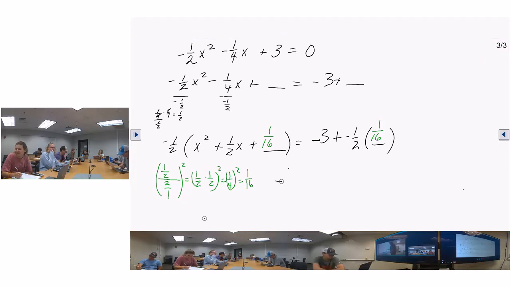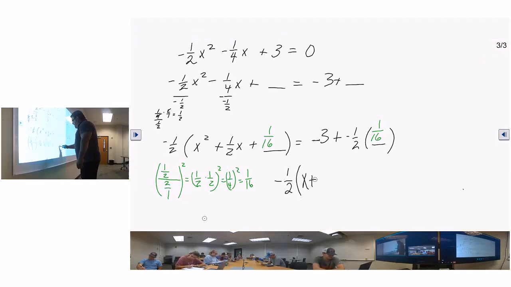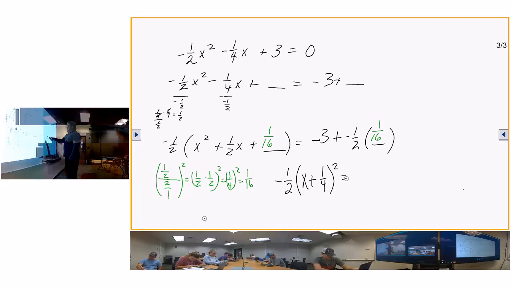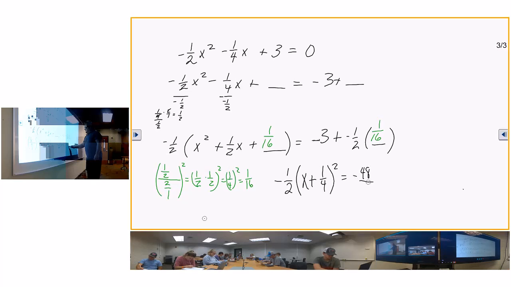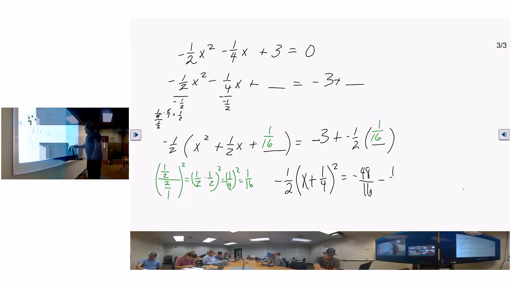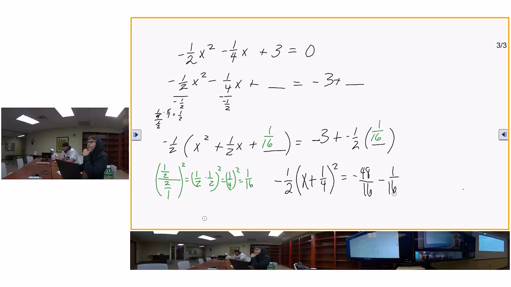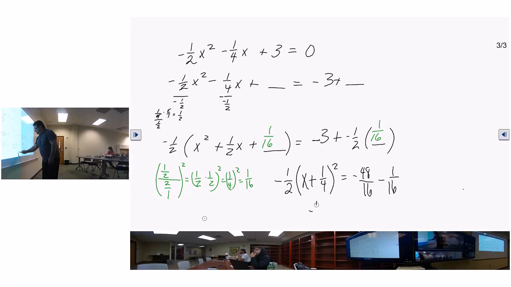Yeah, that's okay. Negative 1/2 x plus 1/4 quantity squared is equal to, well, this is going to turn into negative 1/18. So what's 18 times 3? 54? Yeah. Somebody help me out. What's 16 times 3? 48. Thank you. So is this negative 18 times 48 sixteenths minus 1/16? Negative 49/16. So negative 1/2 perfect.